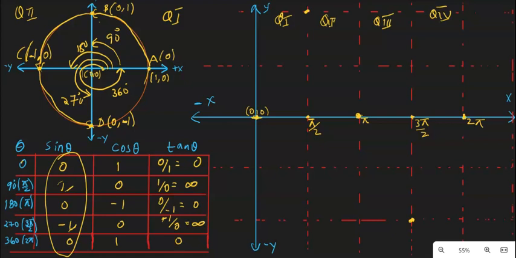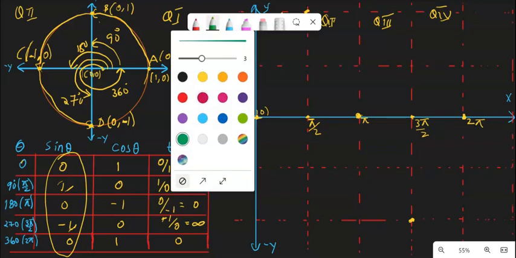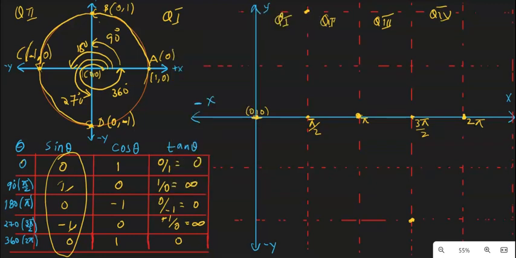and at 360 degrees it's back to 0. So what that means is, I'm going to use a different color here, green. It was 0 at the origin, it goes all the way up here, back to 0, then minus 1, and back to 0. So that's the sine curve, the sine theta curve.